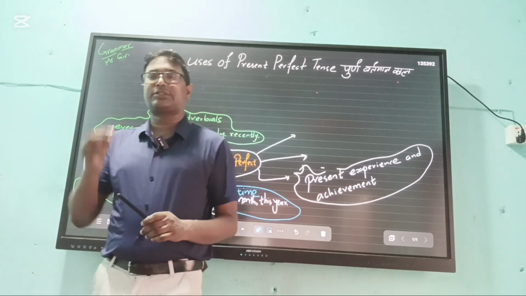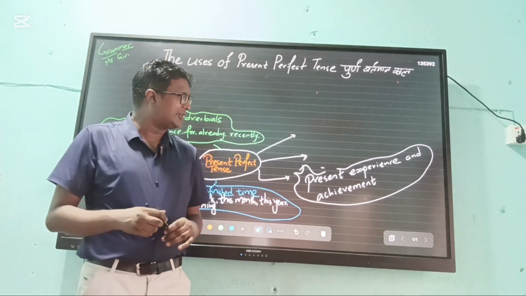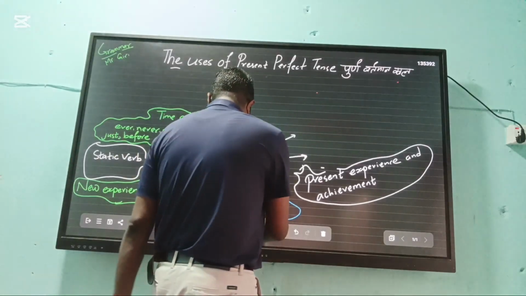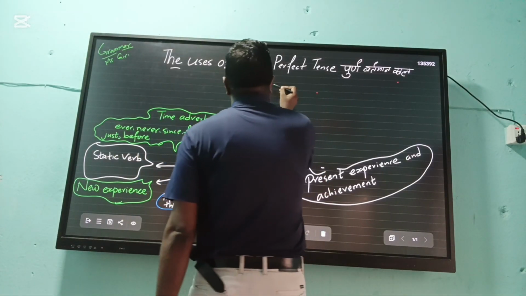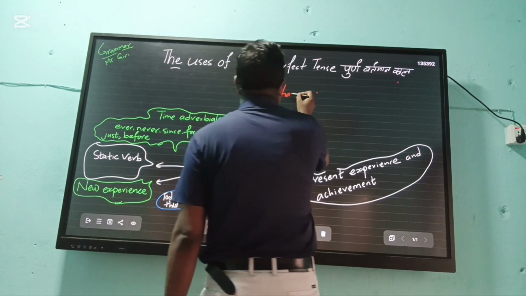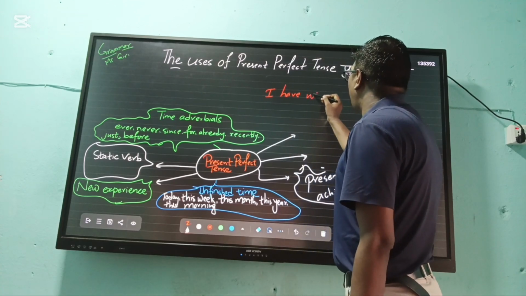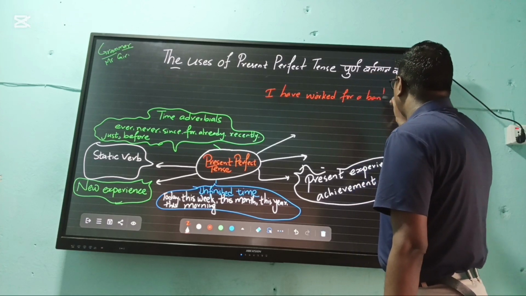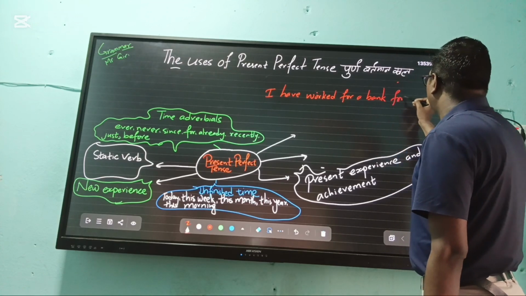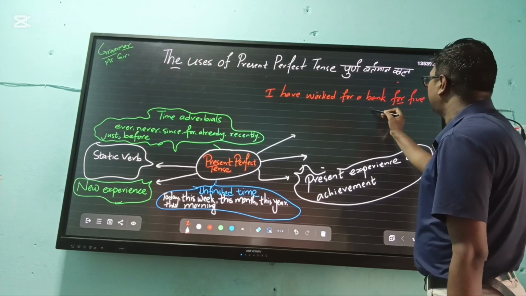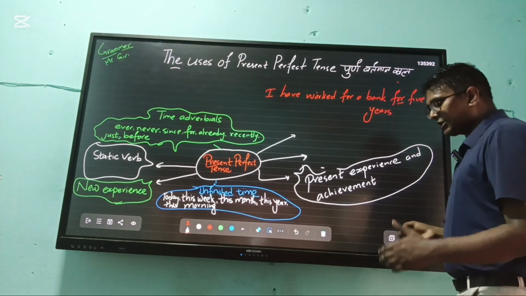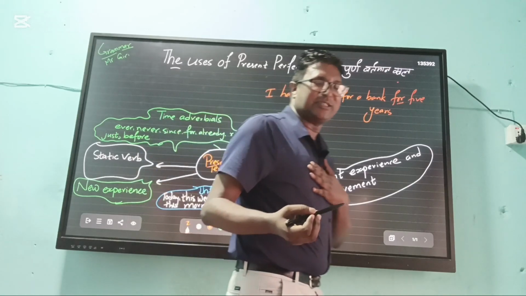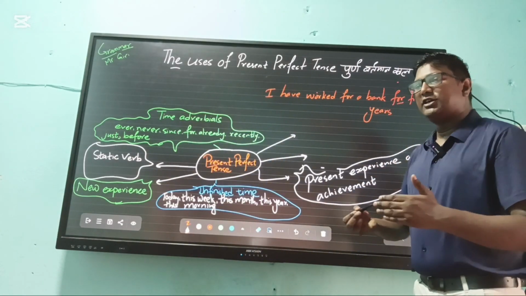अहिलेसम्मको अनुभव. Whenever we talk about the present experience, then we use present perfect tense. What can be the experience? I have worked for a bank for 5 years. That is the experience. I have taken computer training. I have taught 21 years. That's my experience in the teaching sector.